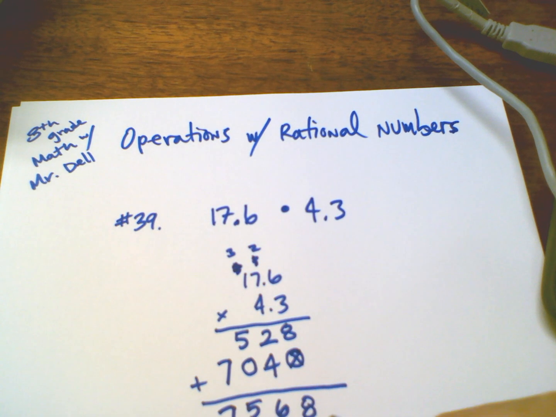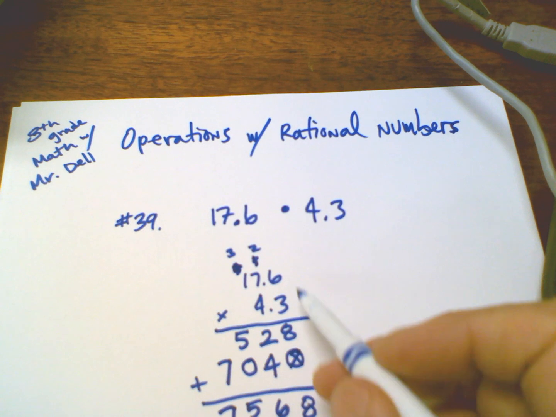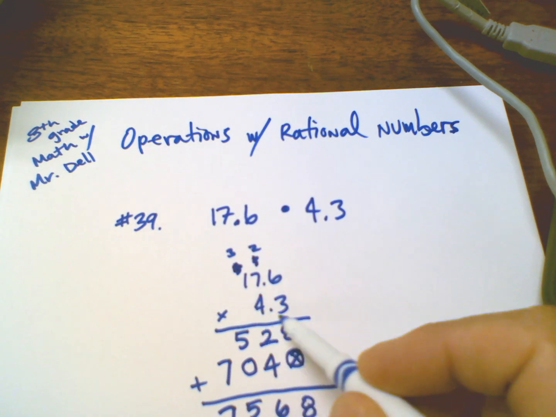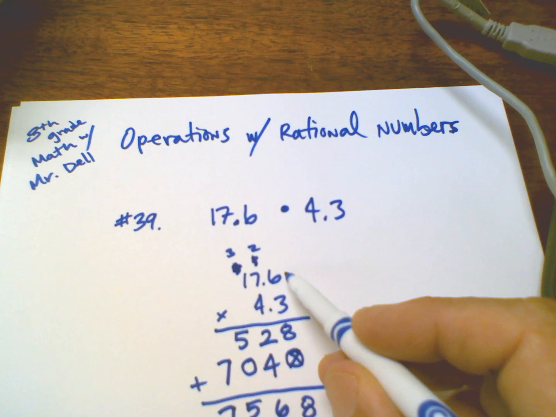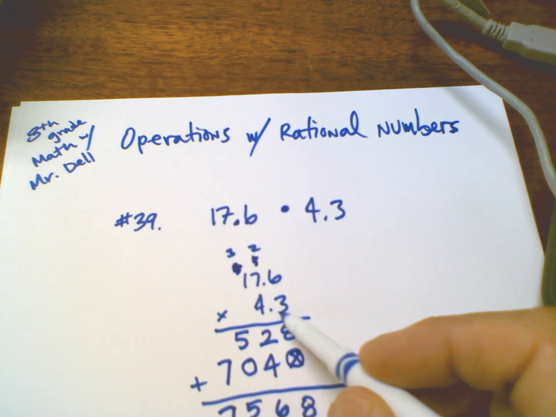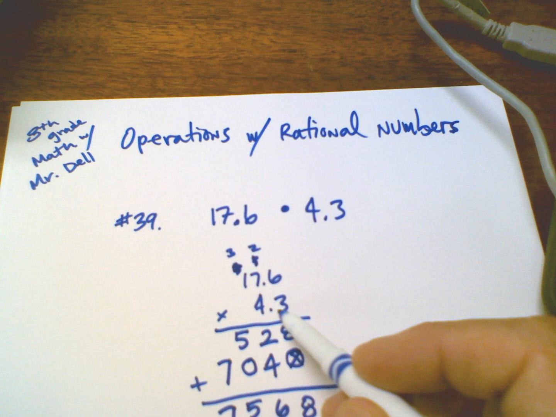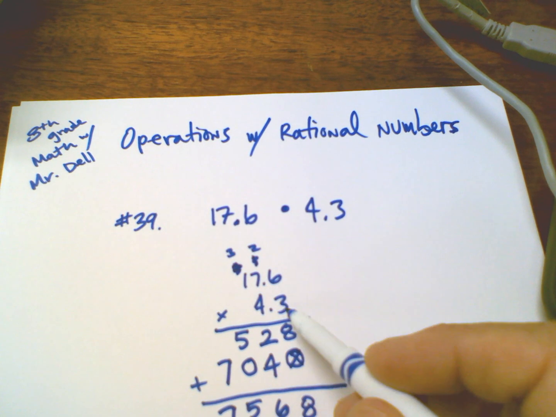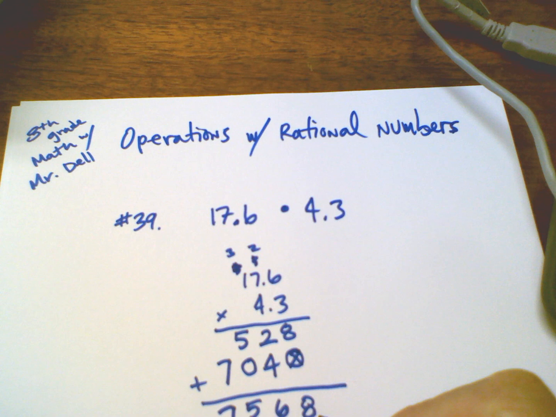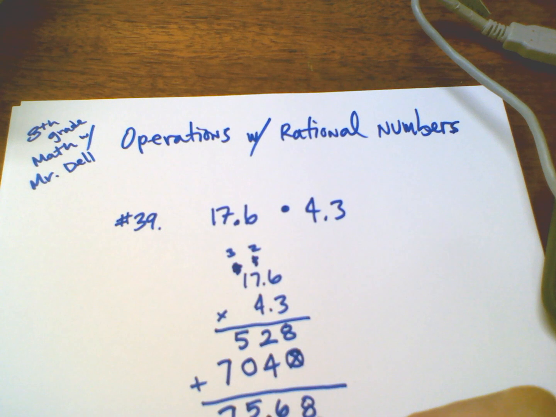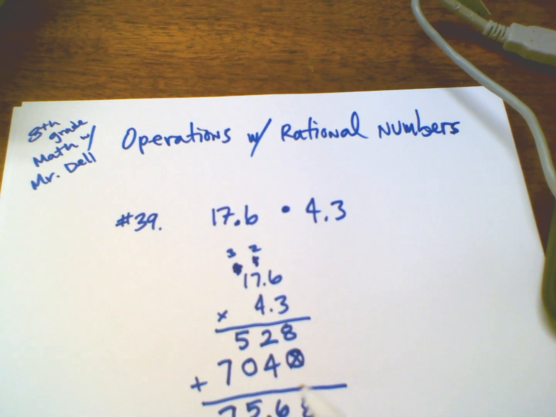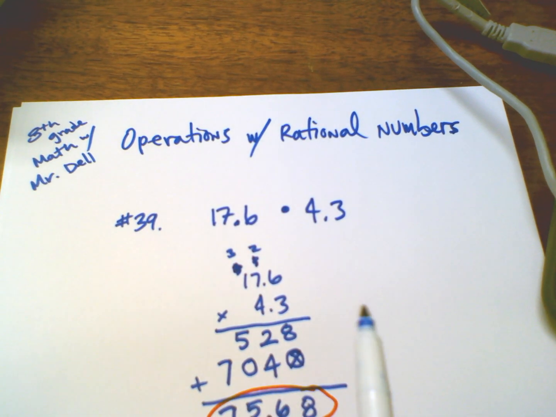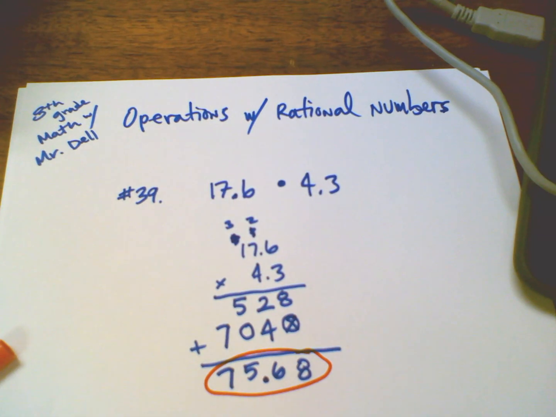So I have this number that is a 4-digit number, but then I go back and I look at my original 2 numbers that were being multiplied, and I find out how many digits were behind decimal places, right? So there was 1 digit, 2 digits behind decimal. So there's 2 digits behind a decimal. So I'm going to have in my answer 2 digits behind the decimal. So this is my answer here of 75 and 68 hundredths. Okay, final answer. 75 and 68 hundredths.